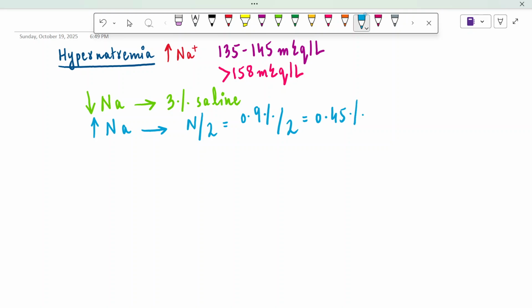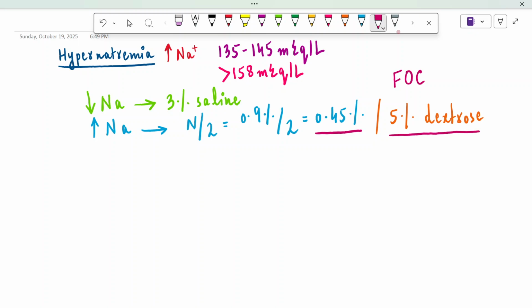Whether we are using the hypotonic saline, or the next option is 5% dextrose. It's 5% dextrose, okay, it's sugar. So the fluid of choice in case of hypernatremia is either 0.45% saline or 5% dextrose. Either of them can lower the sodium levels to a moderate amount, right?